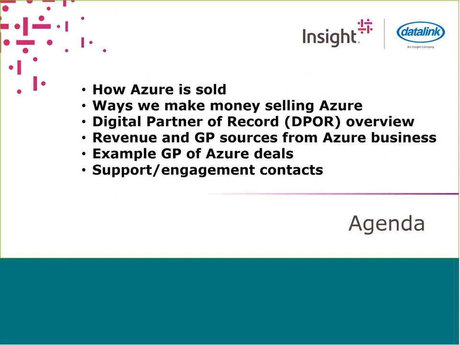So on today's call, it's all going to be about money, which we all like to hear about. I'm going to talk through the different ways Microsoft Azure is sold, talk through the ways we make money on Azure, which leads directly into Digital Partner of Record, or DPOR, as everyone on this call has been hearing a lot about. I'm excited to give more information on it. Then I'm going to go through some examples of services engagement that leads to GP from a product perspective. And then at the end of the call, I'll turn it back over to Matt before we end.